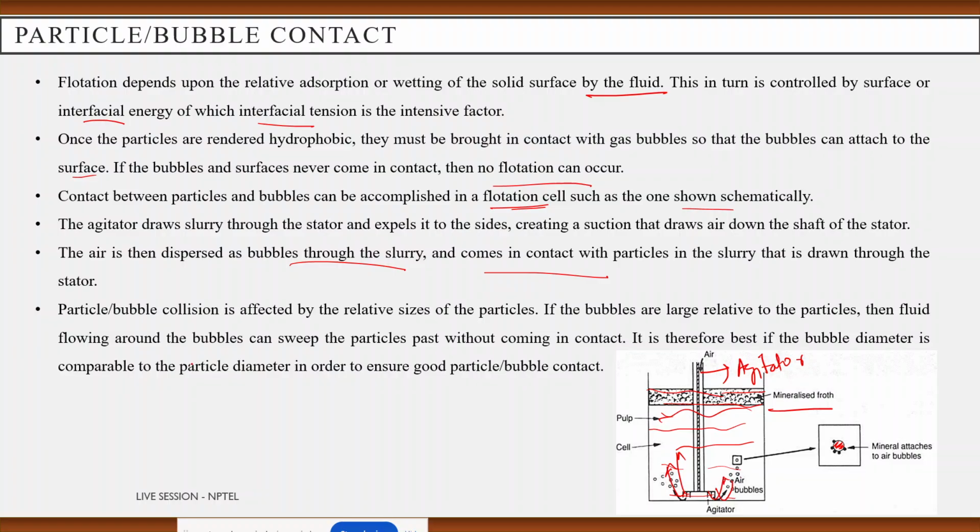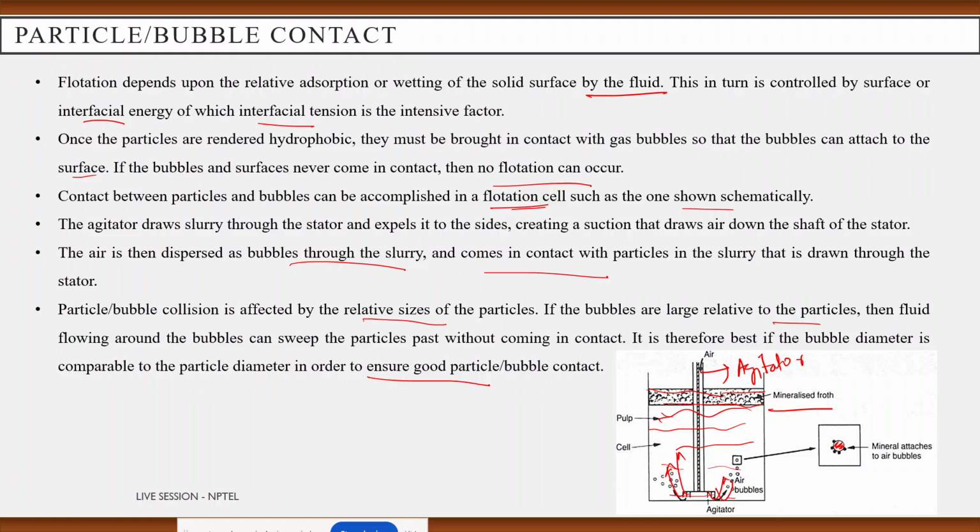So here the particle bubble collision is affected by the relative sizes of the particles. If the bubbles are relatively larger than the particle, then the fluid flowing around the bubbles can easily sweep the particles past without coming in contact. It is therefore best if the bubble diameter is comparable to the particle diameter in order to ensure good particle bubble contact.